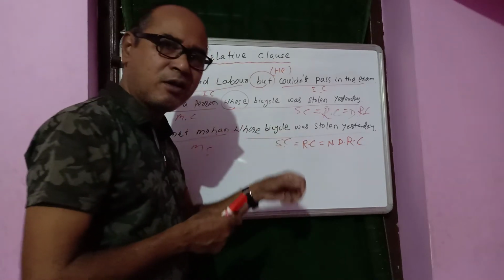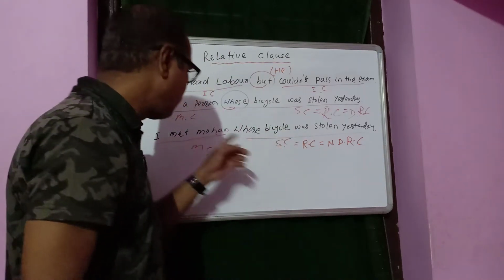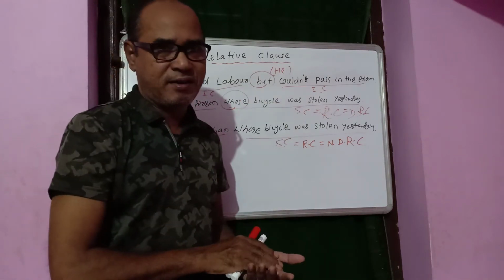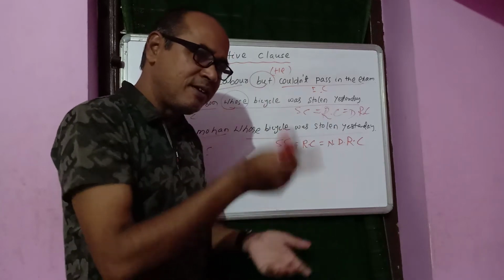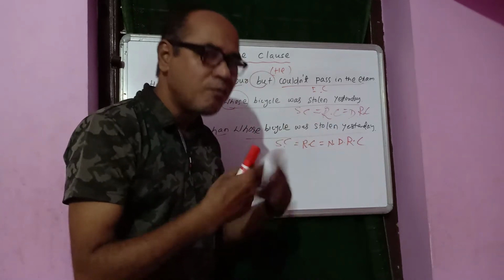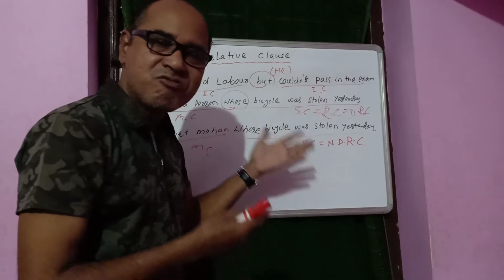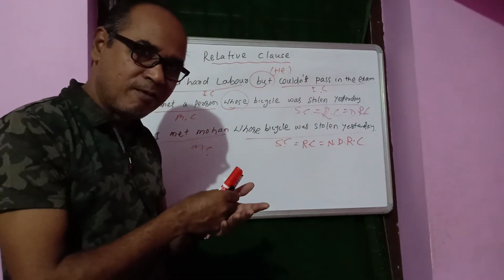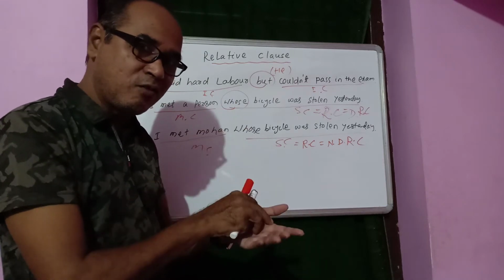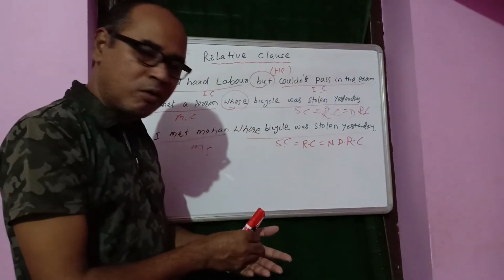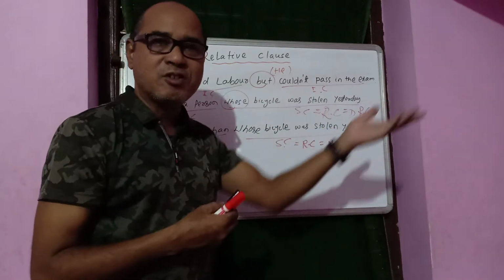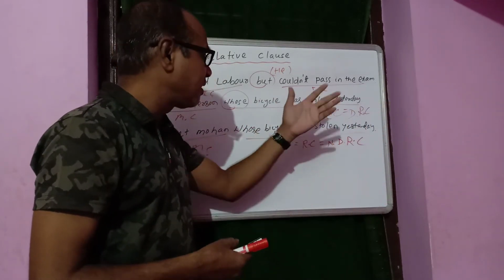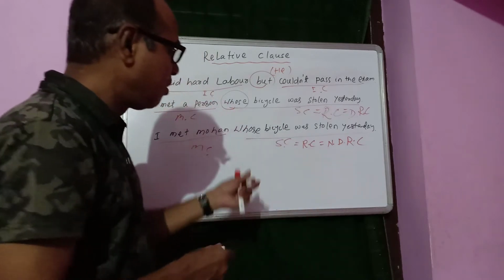If we drop this part, we can know who is that person. That is Mohan. Mohan is already identified. If Mohan is already defined, it's not necessary to define, but some extra information. It gives extra information. I met Mohan. Mohan is a name. He's already identified. I met Mohan, whose bicycle was stolen yesterday.